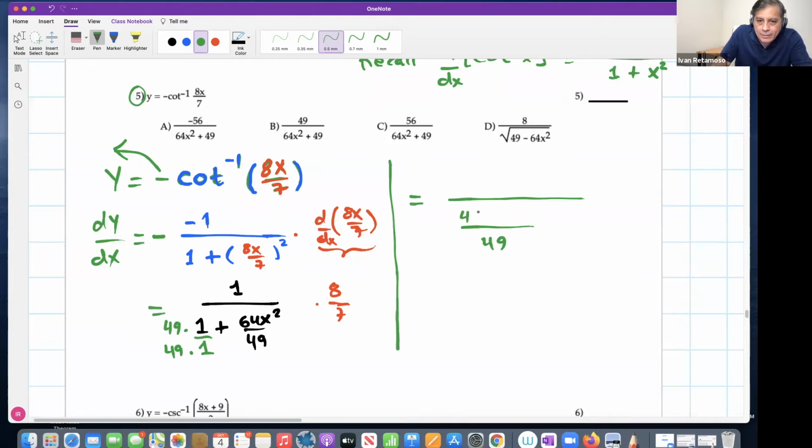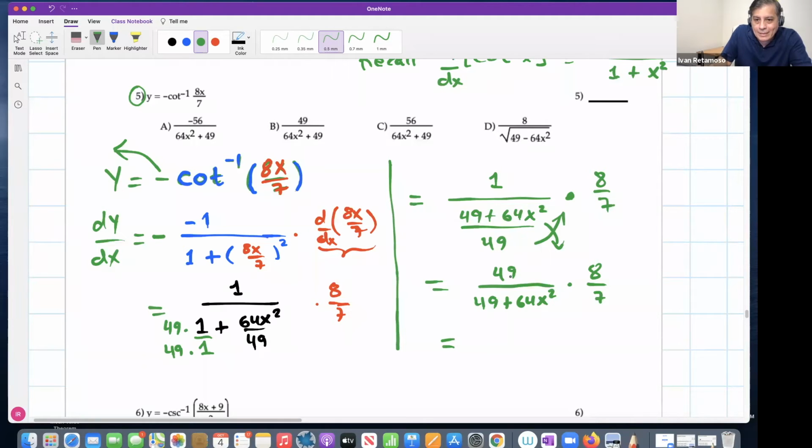And here you get 49 plus 64 x squared. And here 1, right? This is what we got when we simplify. Now, this should be multiplied by a over 7, right? By a over 7. Now, when you divide 1 by this fraction, remember, you flip the fraction and multiply by 1. So that's going to give us 49 on the top, 49 plus 64 x squared on the bottom, times 8 over 7.